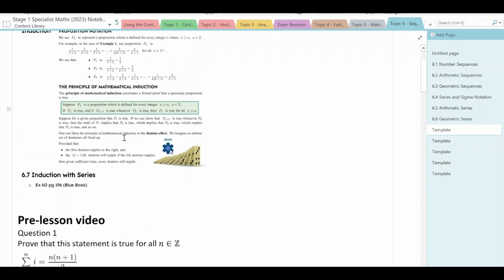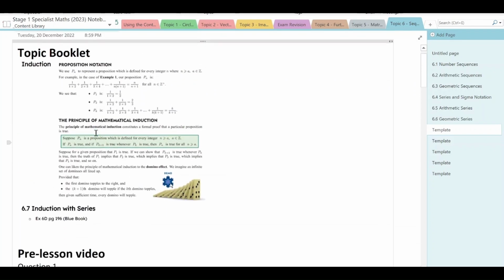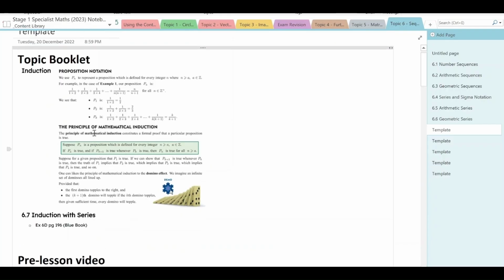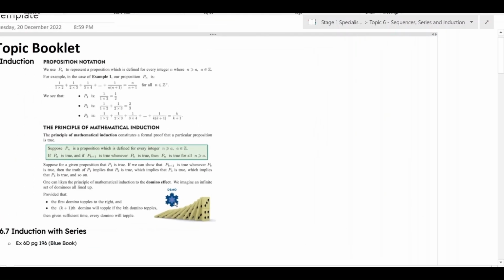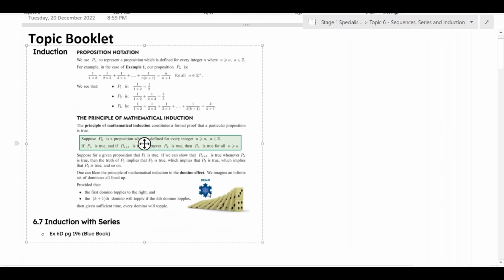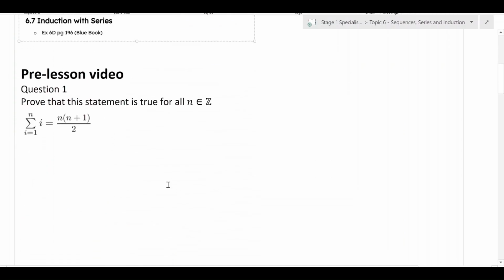In this video, we're going to learn about mathematical induction, and in particular, induction with series and sequences. This can be a bit tricky to get your head around at first, but once you've done a few examples, it makes a lot of sense what we're doing here. Basically, induction is a way to prove a statement for every possible value of that statement.